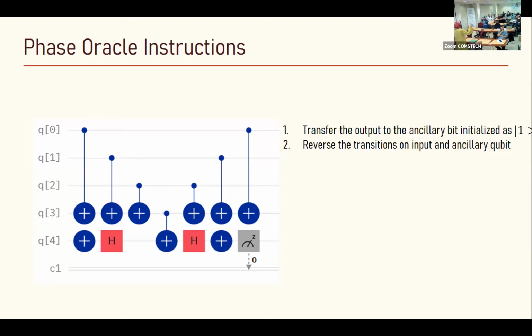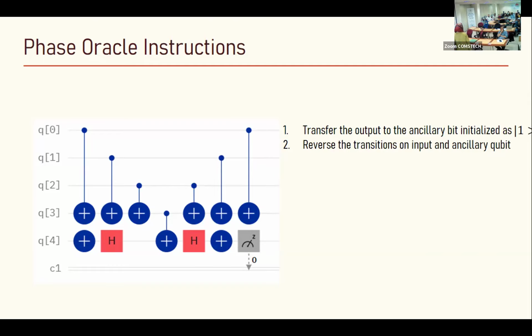All the values will have the same input, but the values that have a 1 answer will have a 180-degree phase. And this kind of circuit is actually used in Grover search. So this is a valid phase oracle. When connected with Grover search, it will give you the values of these 4 qubits that give the answer 1.